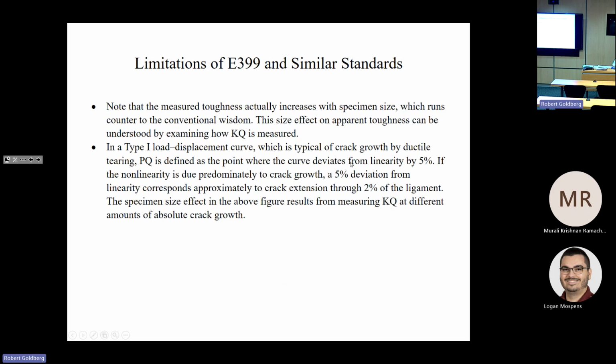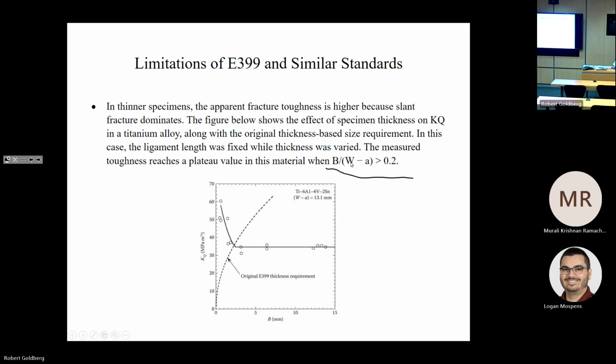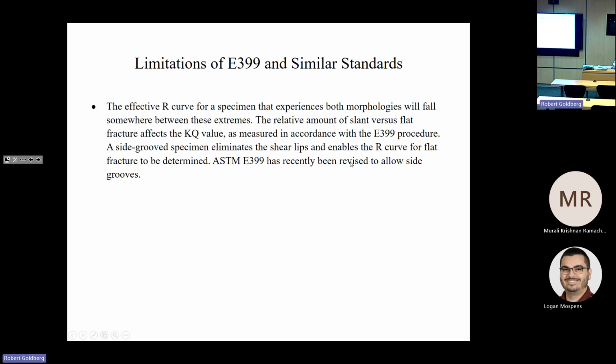So if you have a material that's halfway in between, it will fall somewhere between the extremes. So yes, it affects the KQ. The relative amount of slant versus flat fracture affects the KQ value measured according to the E399 procedure.